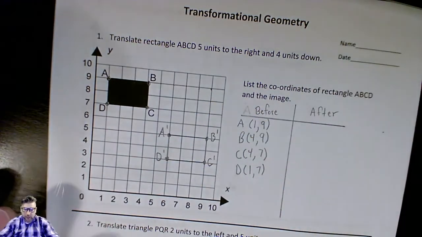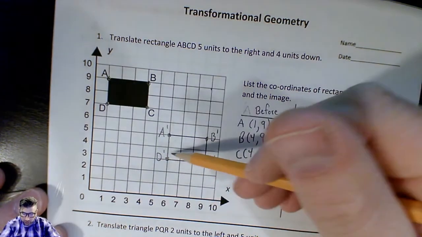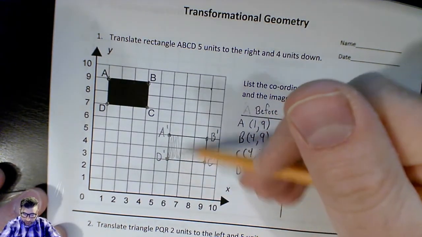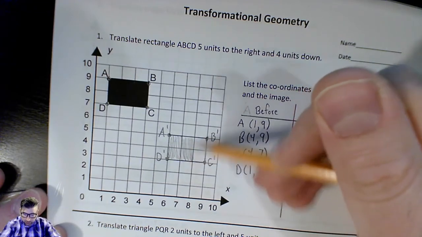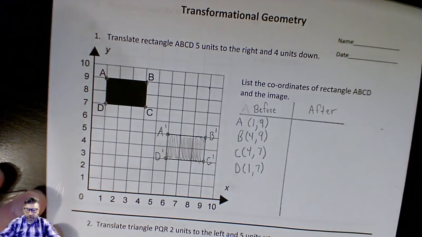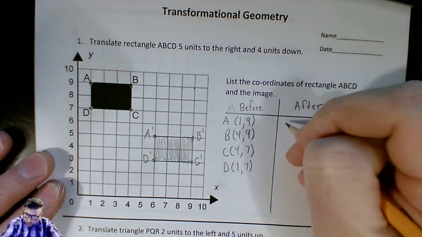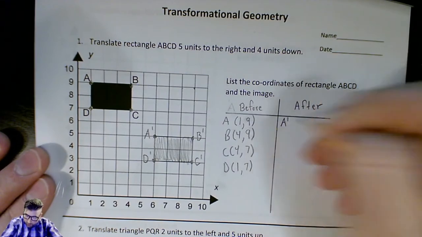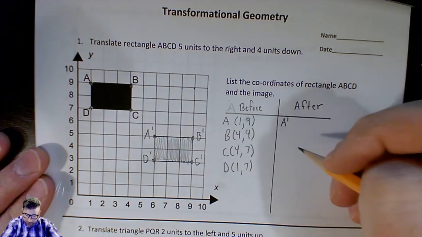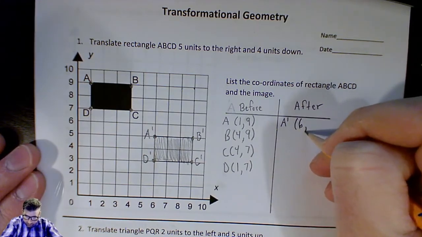Okay, so we have our first successful translation of a rectangle here, and then you can shade in the shape here nicely to the best of your ability. Perfect. Now we're going to write down our coordinates after our translation. So A prime mark 1 is now at 6 and 5.